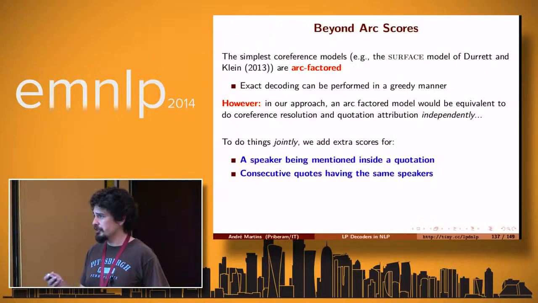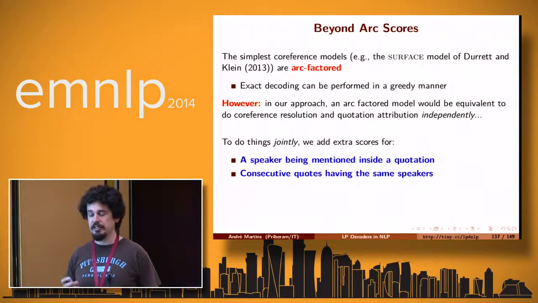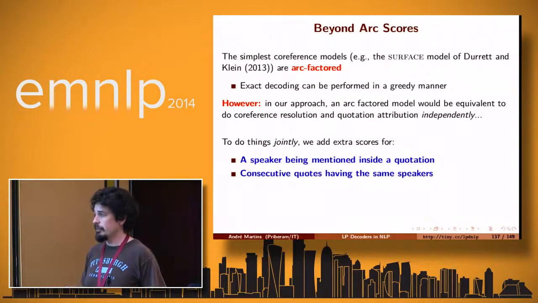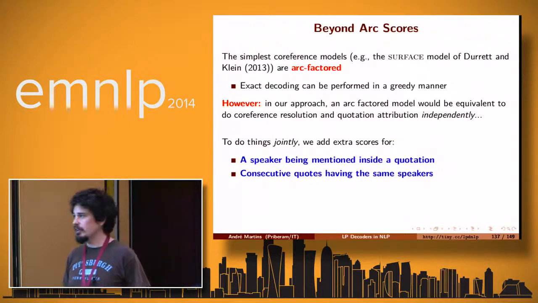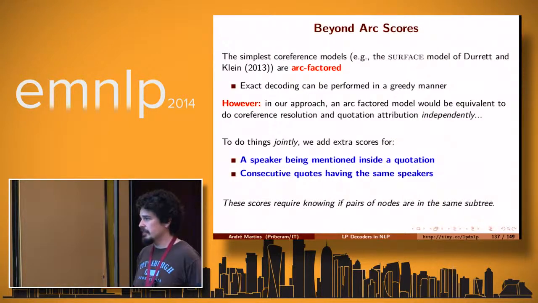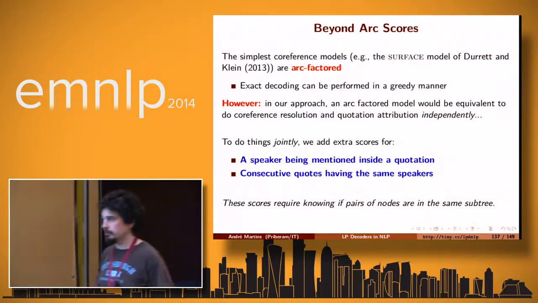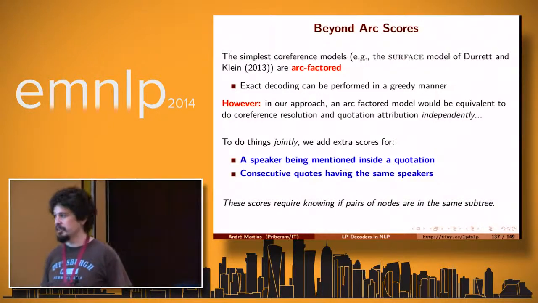And what we're going to do is to add extra scores for two events that are particularly relevant for these two tasks. One is the event that the speaker is mentioned inside a quotation, and the second one is consecutive quotes having the same speakers. To do that, we need to know if pairs of nodes are in the same subtree, which complicates things a little bit, okay?